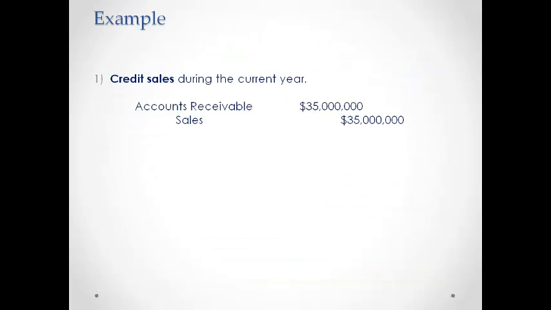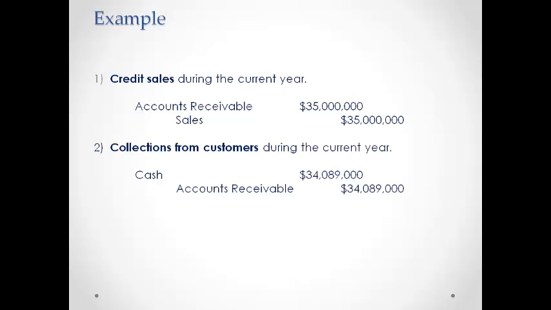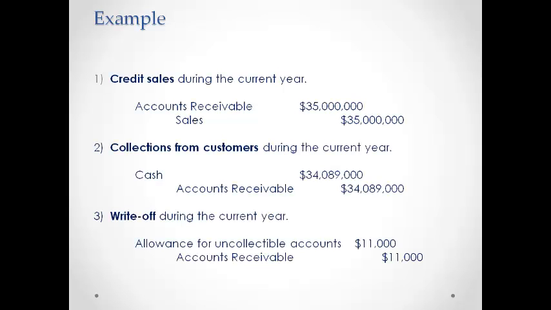Three transactions are recorded as they occur: the sale on account, the collection from customers, and the customers that are identified as not going to pay are written off. These amounts are given in the example. At the end of the period, the adjusting entry to record bad debt expense must be made.